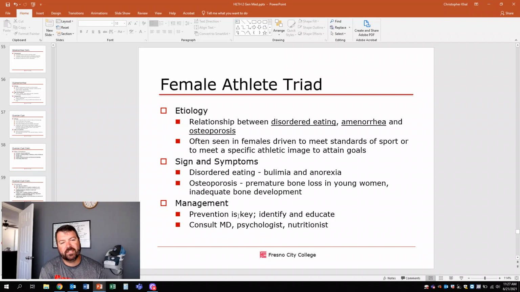That body image issue. Okay, that's always a big one. It's usually causing that bulimia or anorexia. The sports that are common with this are cheer, gymnastics, swim and dive, track and field. Really most sports nowadays, but it used to be just cheer was the big one. But now it's really all sports. You can see this.